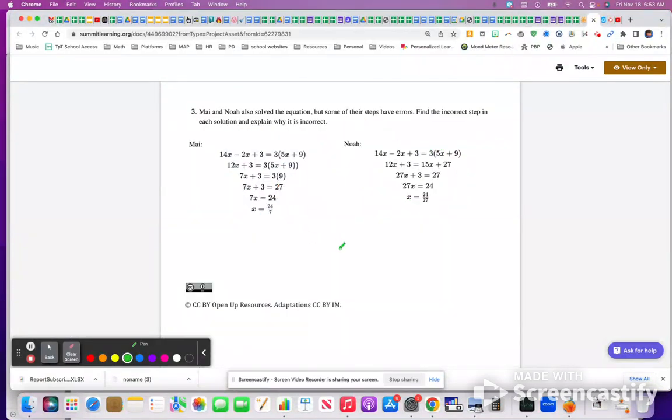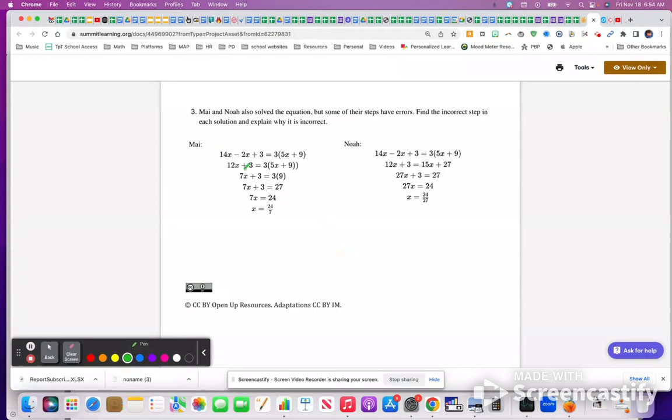The last thing we're going to do is look at Mai and Noah, who also solved the equation, but some of their steps have errors. So we're going to try to find the incorrect step in each solution and explain why it is incorrect. So let's go ahead and take a look at this one.